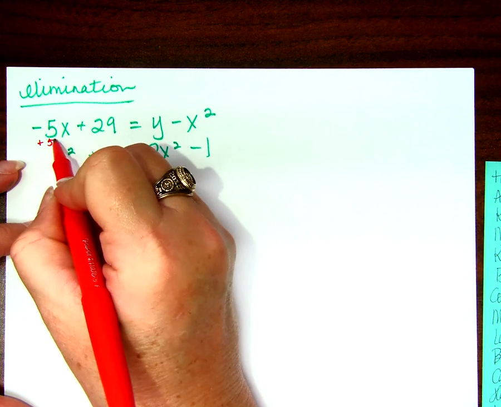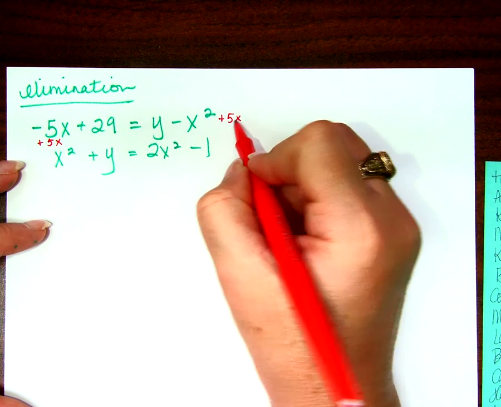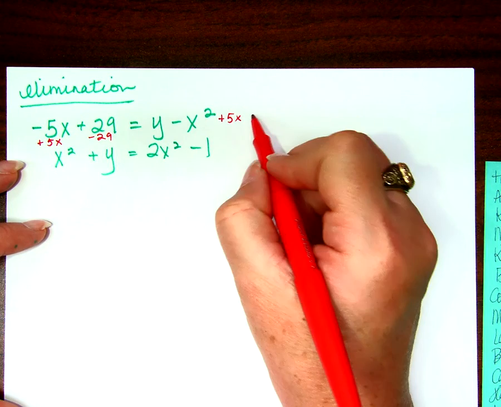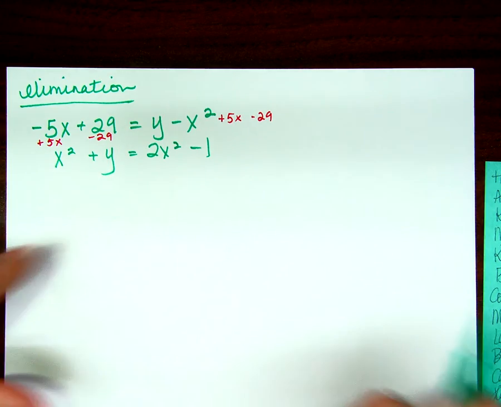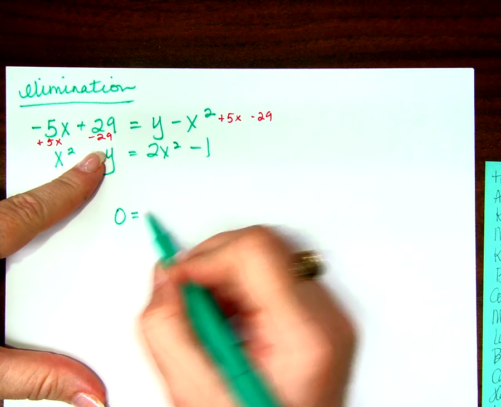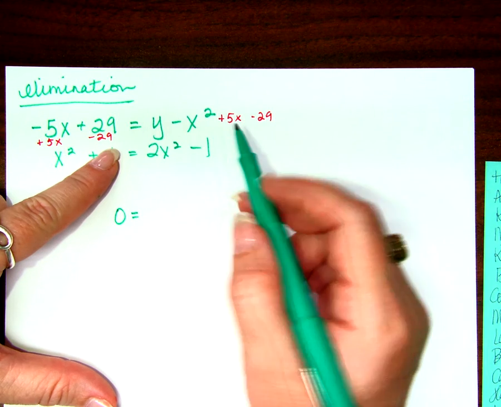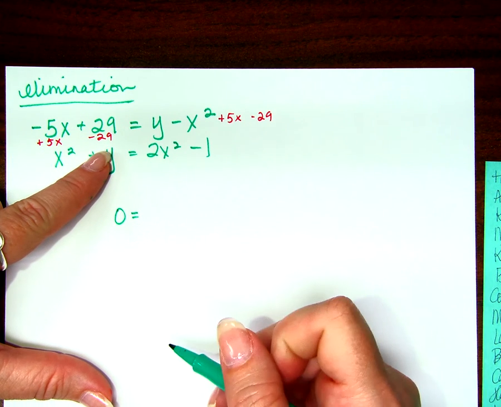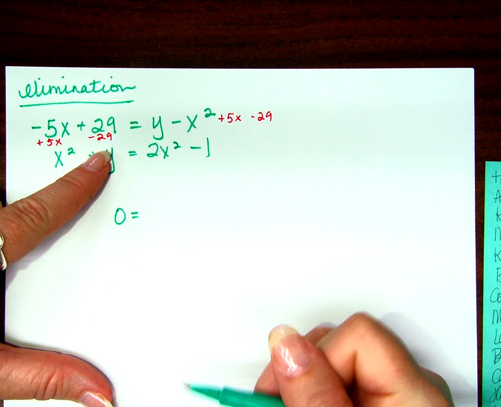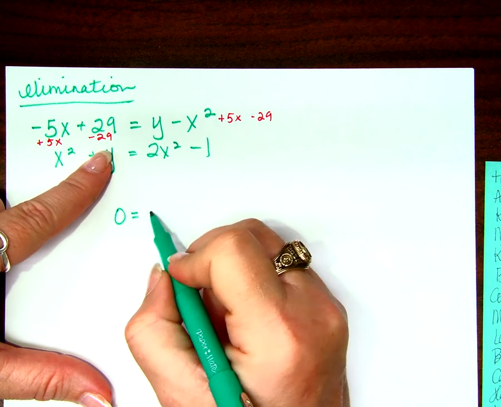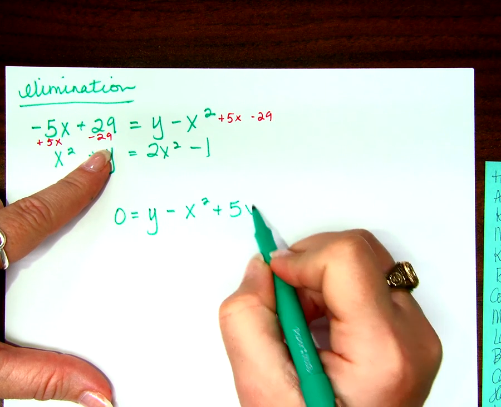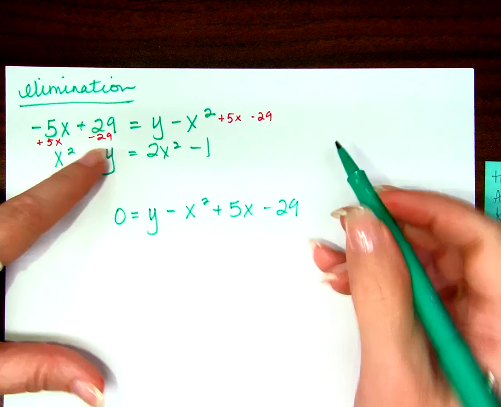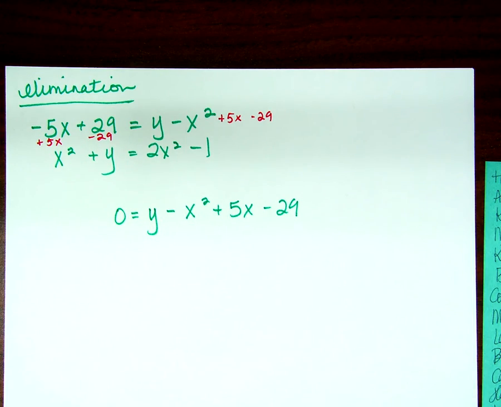So you want to move everything to the right-hand side? That's fine with me. Does it matter? No. So I would get 0 equals... What order do I put it in? It doesn't matter, does it? I'm just going to write it exactly as we wrote it here, but it doesn't really matter. Does the second equation matter what order I put it in?